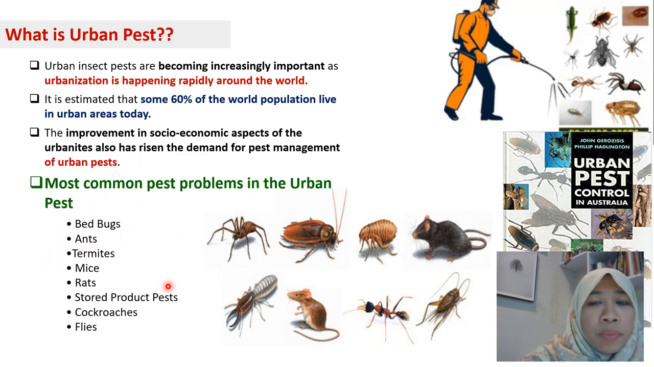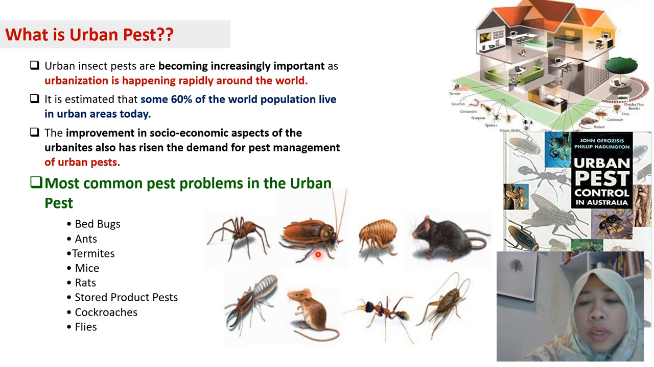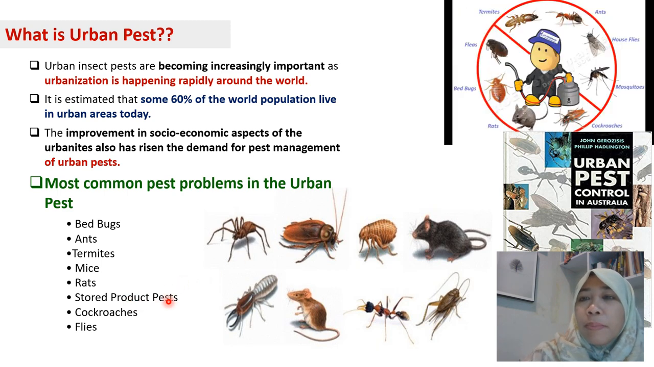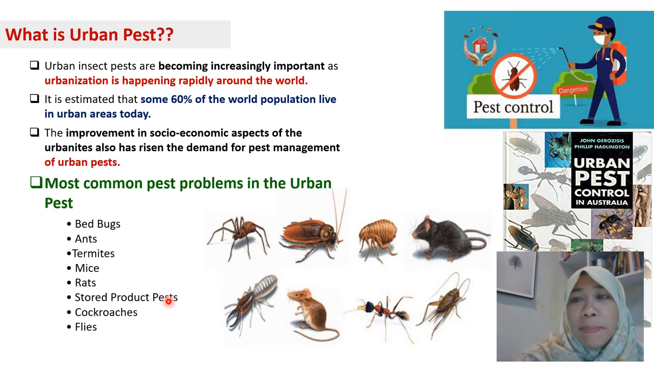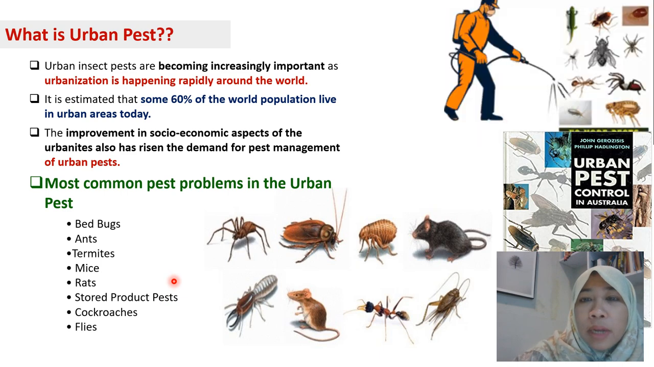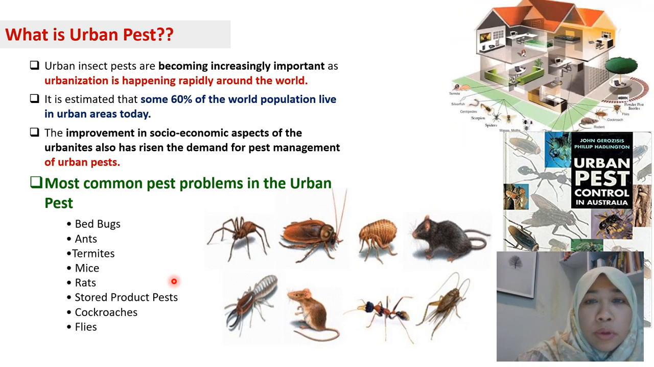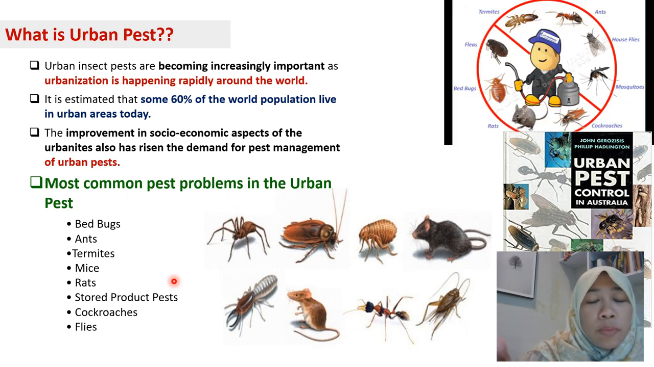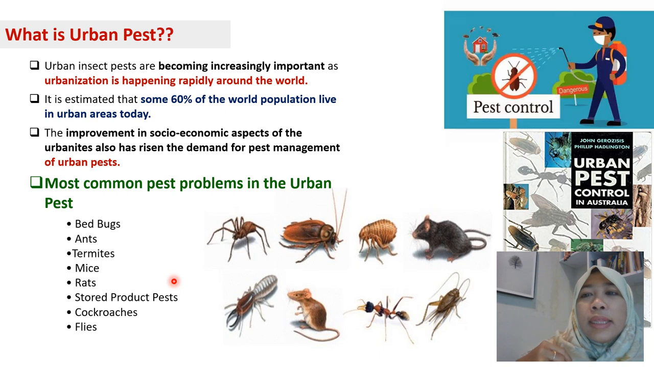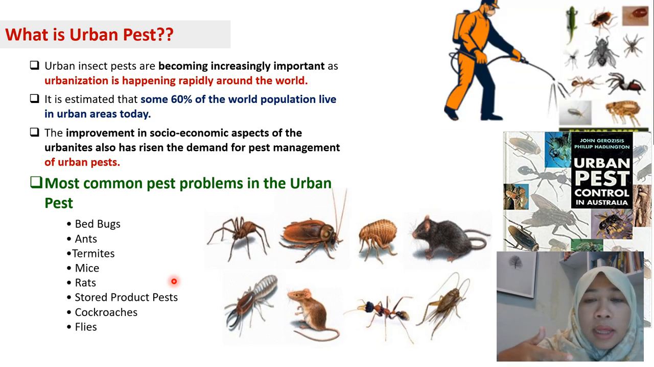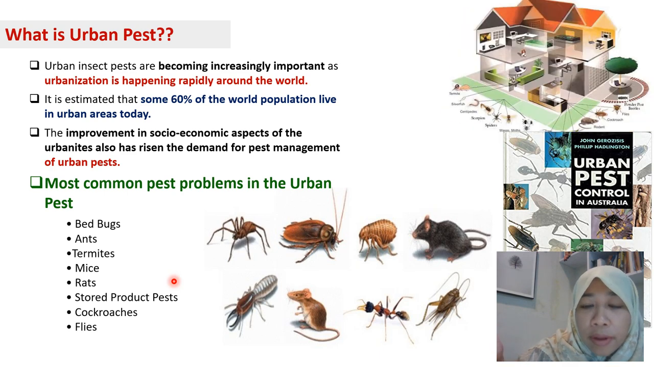And rat, cockroach, and then store product pests are the main pests in the food factory. For example, in PT Indofood or PT Mayora. PT Mayora produces food, maybe biscuits, wafers, etc. Indofood maybe produces noodles, and then ketchup, and other food products that might be in their warehouse. Maybe they have the same problem with that pest.